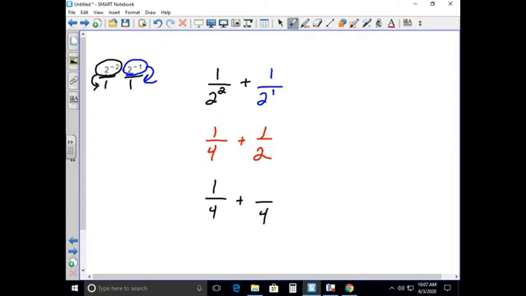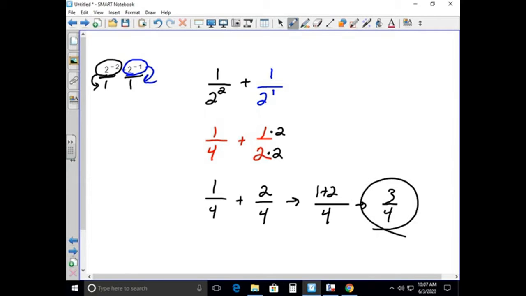The first fraction already has a 4 on the bottom, so we keep it. To make the second fraction have a 4 on the bottom, we need to multiply the bottom by 2, but we also have to multiply the top by 2. Now that both fractions have the same denominator, we keep the denominator, add the numerators, and we would get that. That's a little bit of review on how we add or subtract fractions.